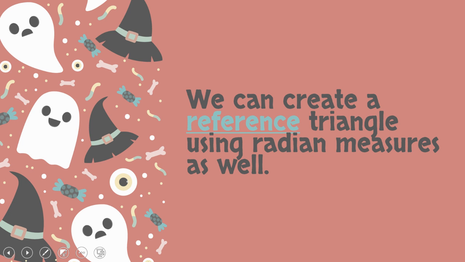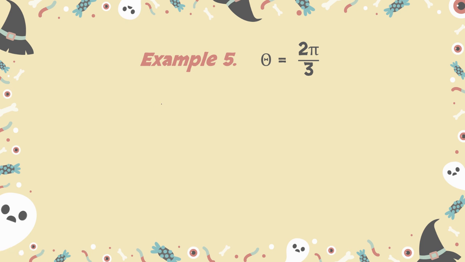We can also do reference triangle with radian measures. And here's where I'd like you to get kind of comfortable with radians, okay? So let's draw this out. Remember that this is pi over 2 at 90. Then we have pi. Then we have 3 pi over 2. And we have 2 pi, okay? So 2 pi over 3 is going to put me into this quadrant here, okay?